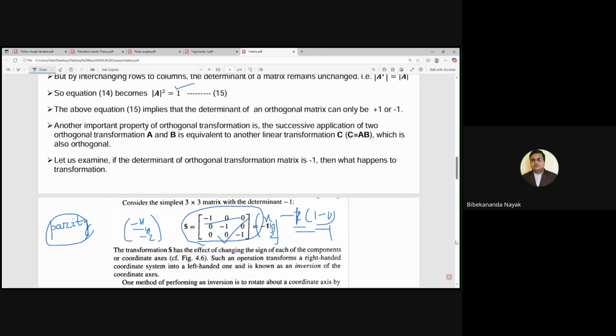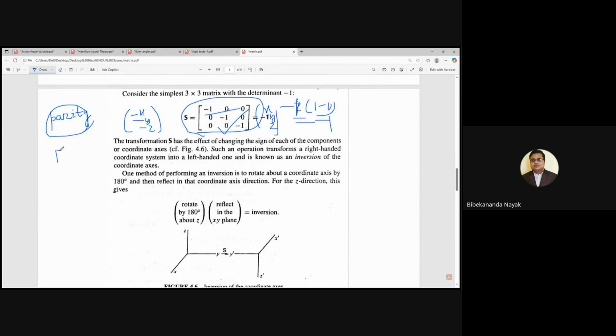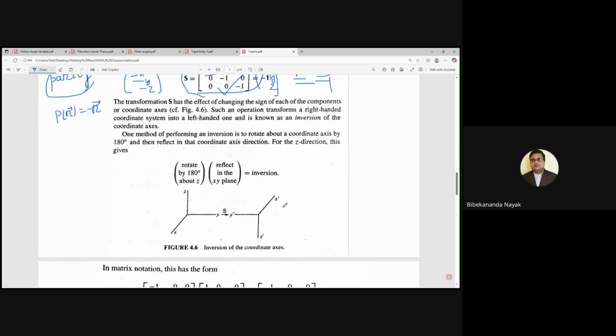The space coordinate becomes opposite. Parity means, if we operate on R, it gives you minus R. X becomes minus x, y becomes minus y, z becomes minus z. Classically also we can achieve the same. Suppose we rotate one coordinate system by 180 degrees about its z axis and then reflect in the xy plane.